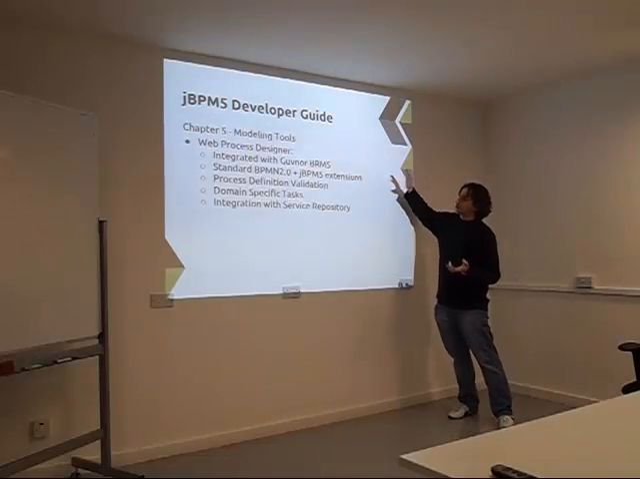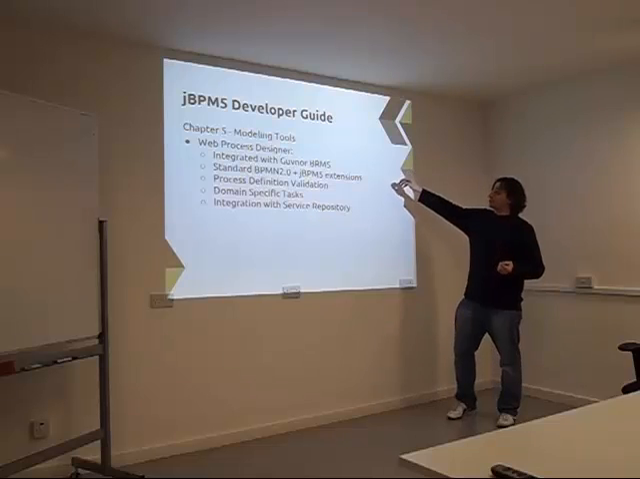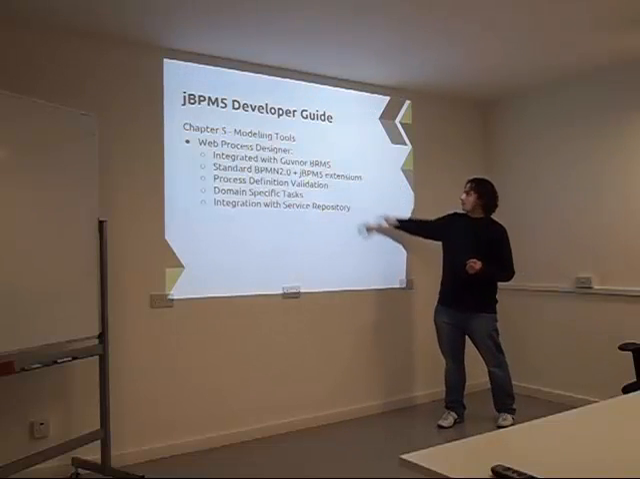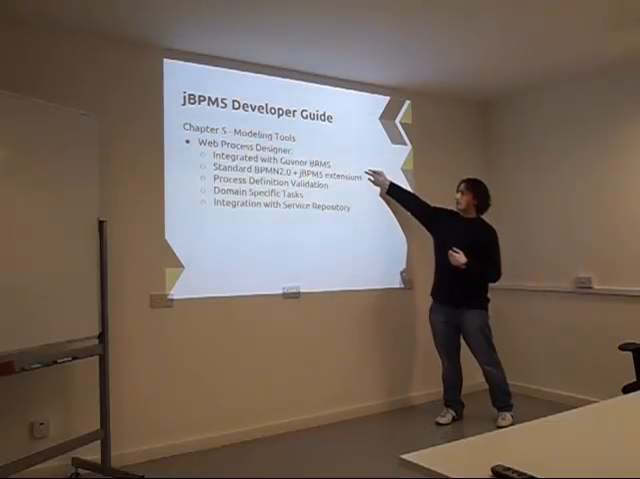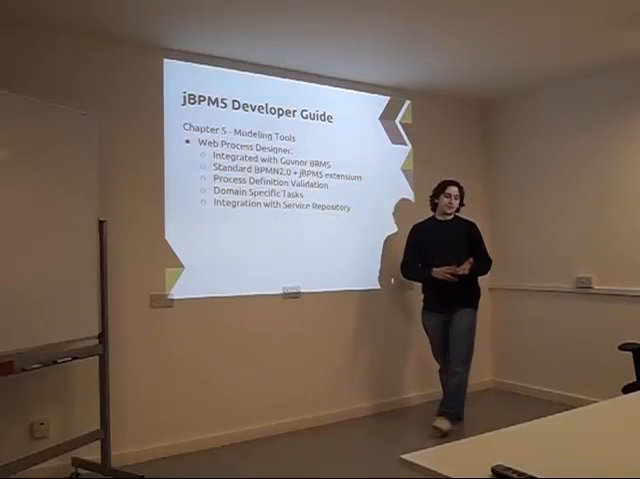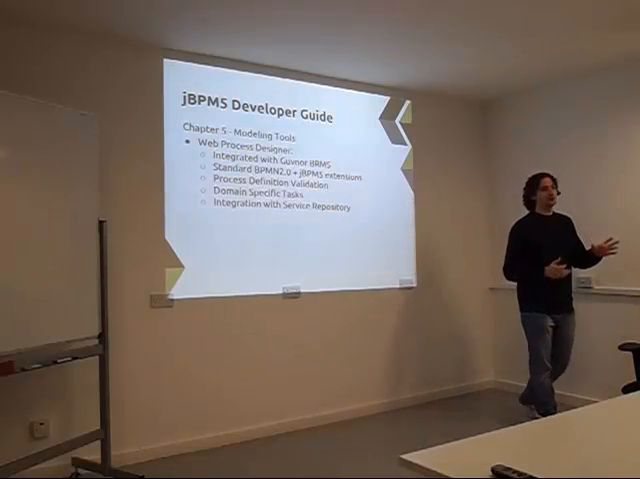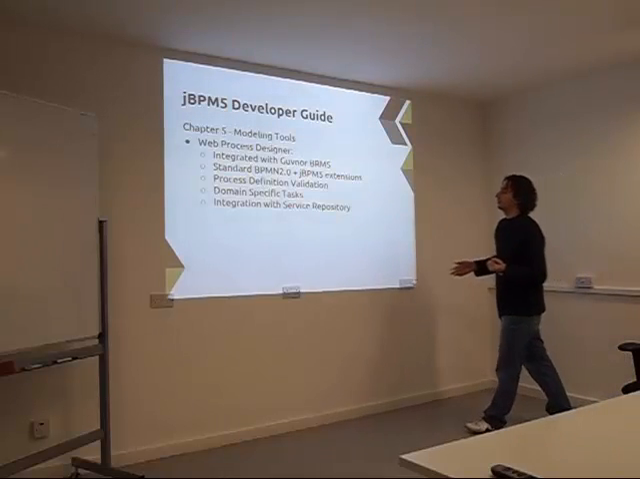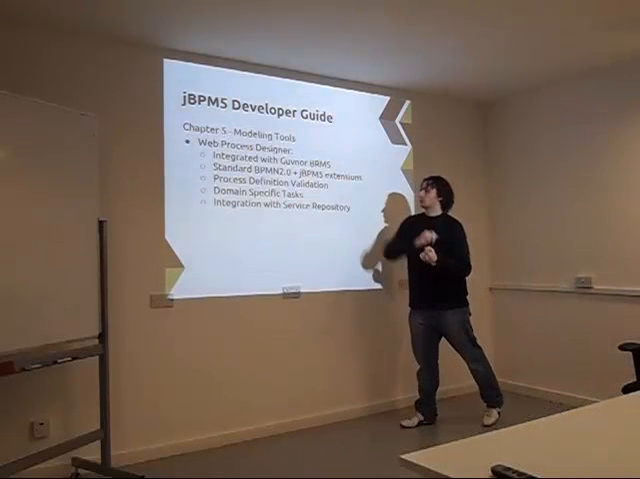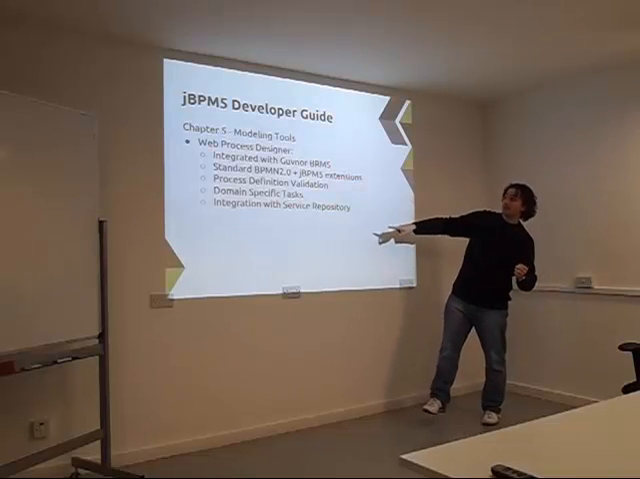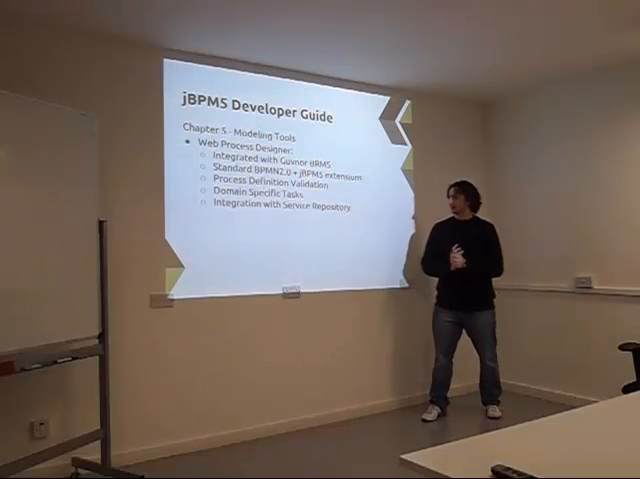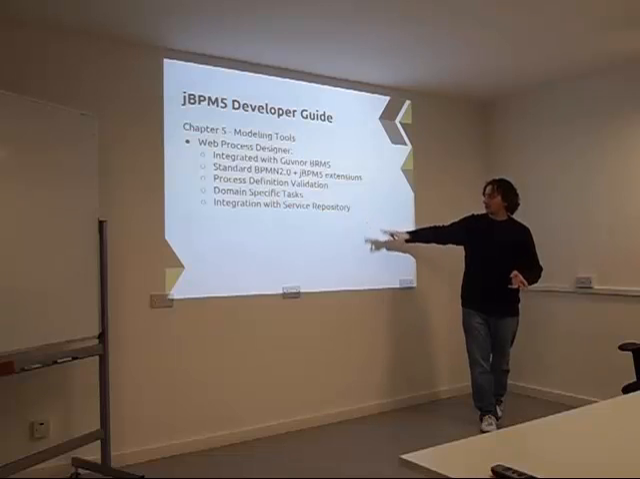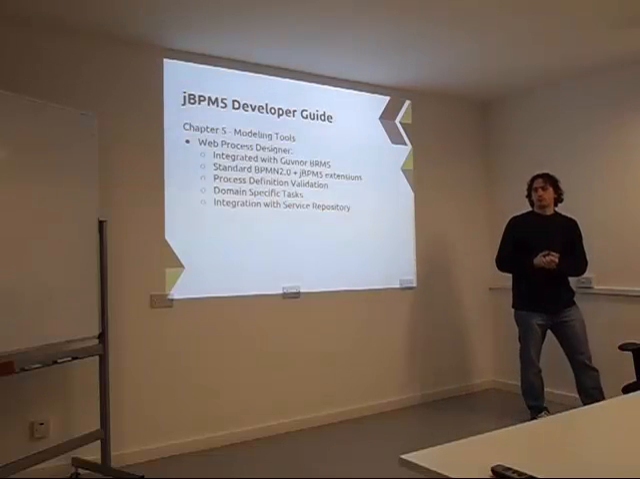So this chapter goes with this tutorial, and I will show some other things like the integration with Gartner, the process definition validation, so you can validate the process definitions that you are writing to see if you have any problem. We are going to talk about domain-specific tasks in the next slide, but you have integration with domain-specific tasks and with something called the service repository. Let's see what that is.